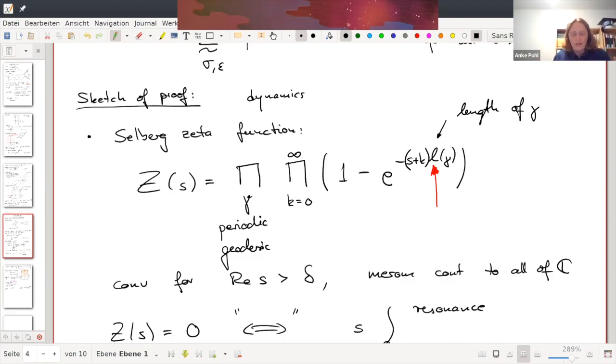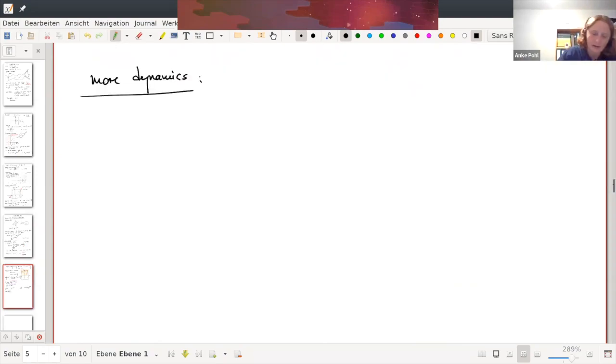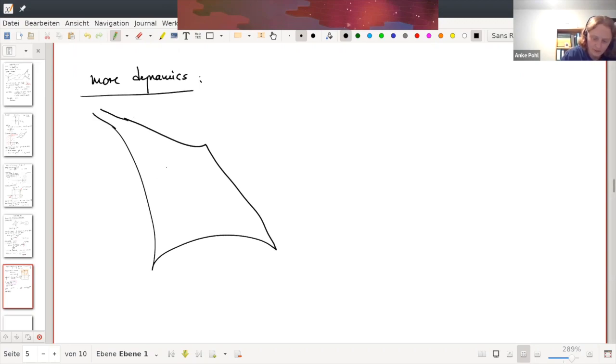What is not going in is the motion along periodic geodesics, and also not the relation of different periodic geodesics to each other. How is the motion on the one geodesic related to the one on the other geodesic? This kind of dynamics is something we would like to put in addition into this picture and pull information out of. How do we do that? So, more dynamics. Let me take a generic surface, let's say this, and it should have a funnel.